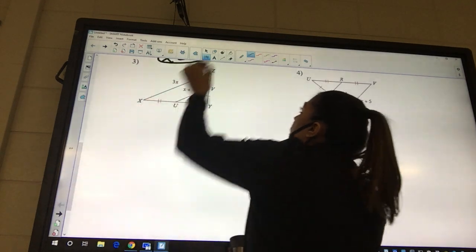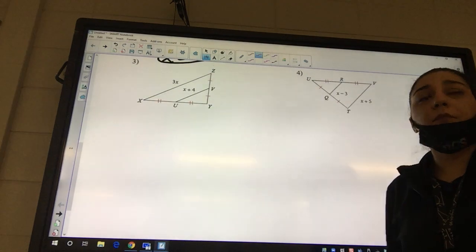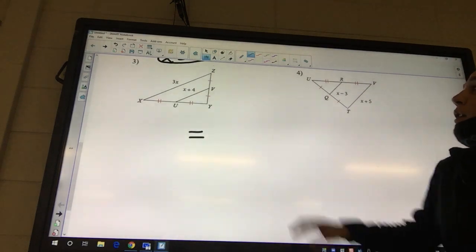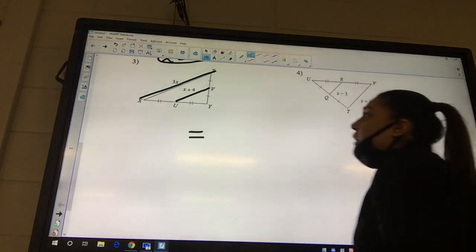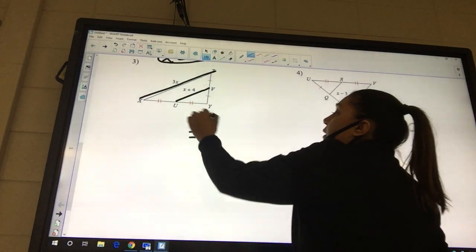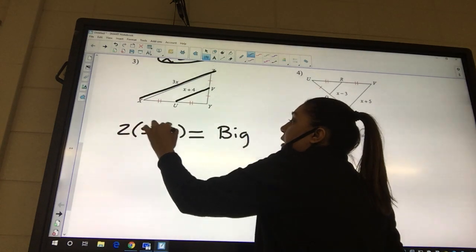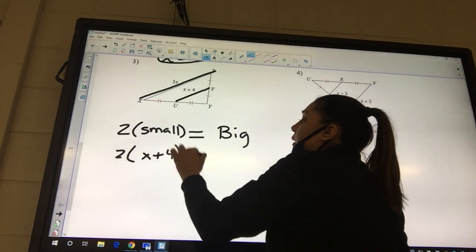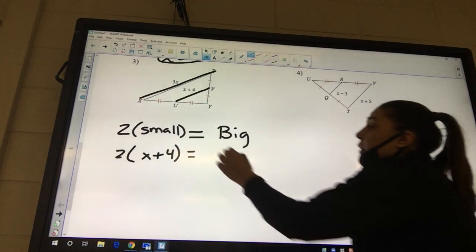So look at 3. Which one is the bigger one? Which one is the smaller one? So I got x plus 4 and 3x. Which one's bigger? So we have this one is this size, and we have this one is this size. So 3x. It always goes the big and then 2 times the small. Okay, that's going to be your form. So 2 times the small is going to be x plus 4. And our big is what? What's our big one? 3x.